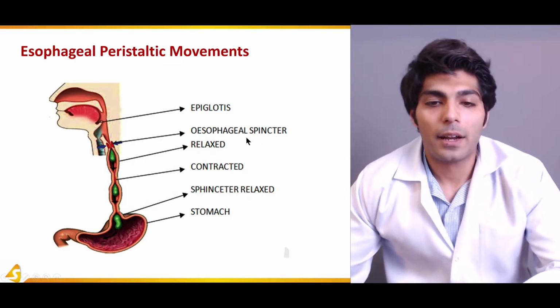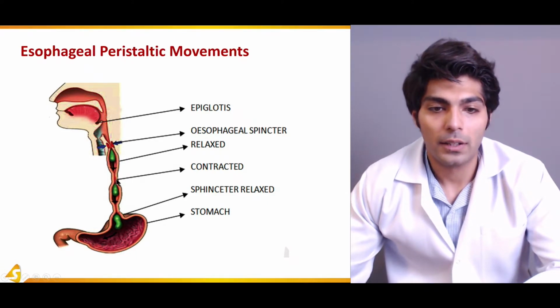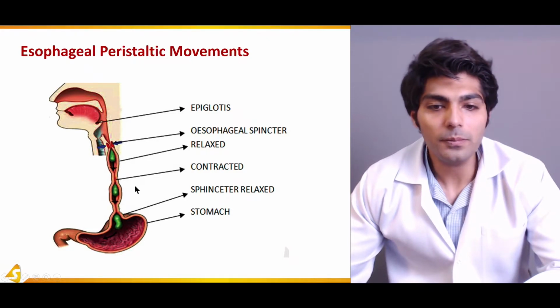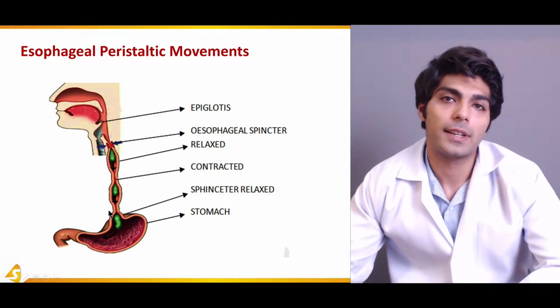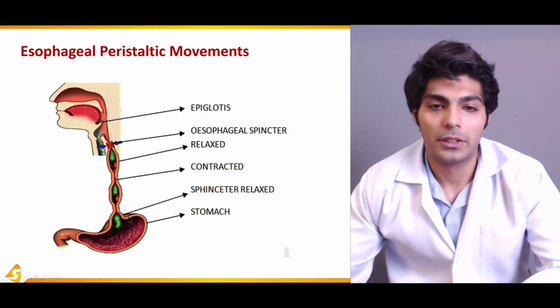So in this diagram, peristaltic waves are more prominent. You can see the contractions and the relaxations. Once the food comes closer to this part, the contraction occurs, and the sphincter present at the junction of the esophagus and the stomach relaxes, and so the food gets entry into the stomach.